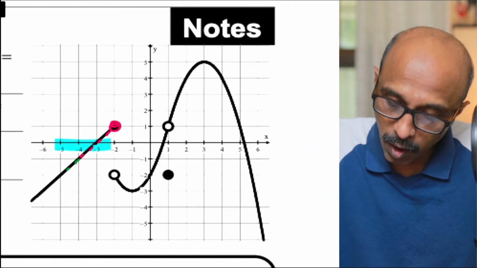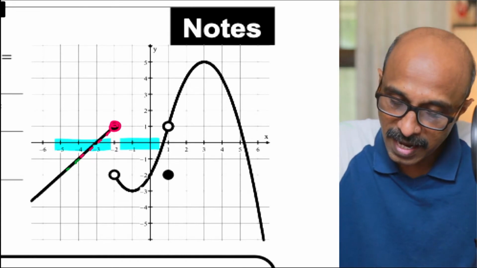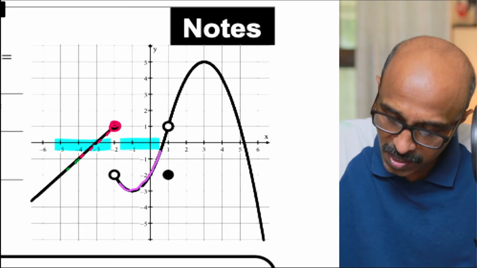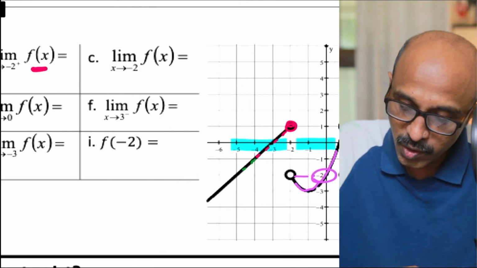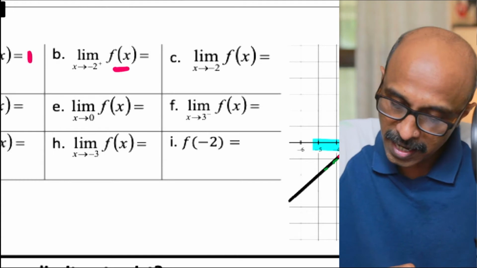Right-hand side of -2 is this, okay? And that's from the other piece of the function. So it's coming from here, the function value is coming here. It's not equal there, that's okay, but it's approaching -2. It's approaching that value. So the limit as x approaches -2 from the right-hand side is -2.